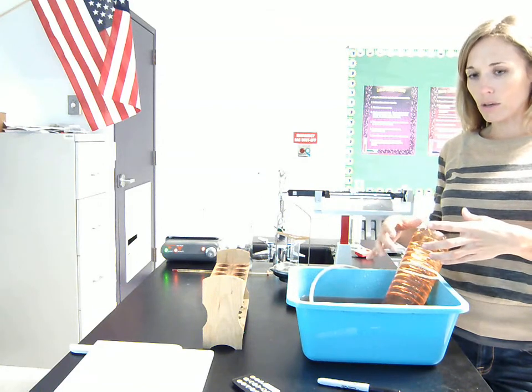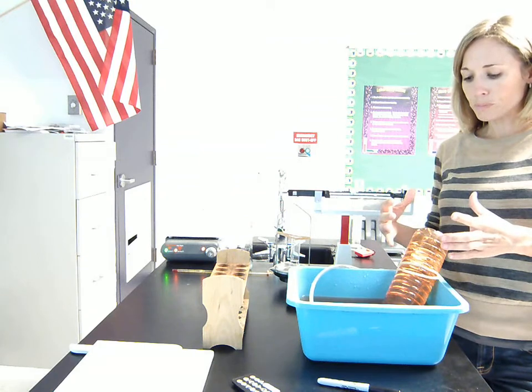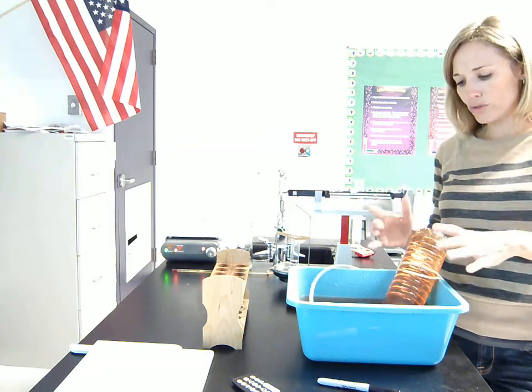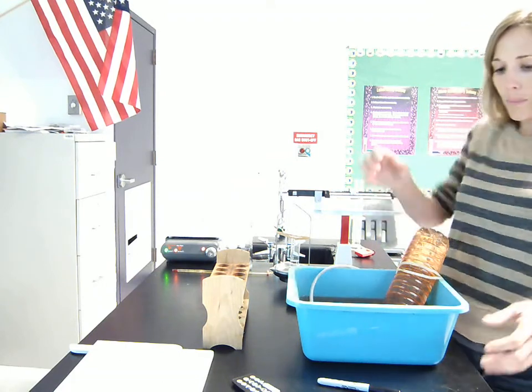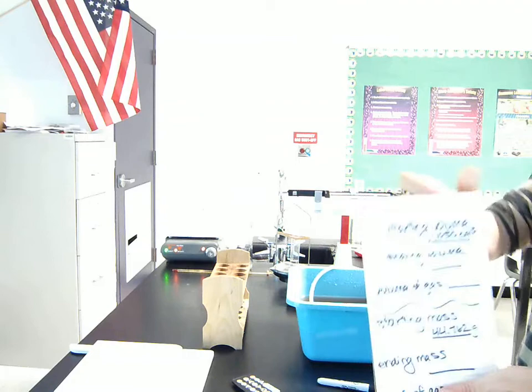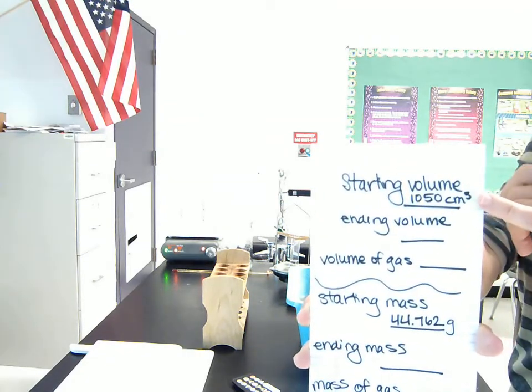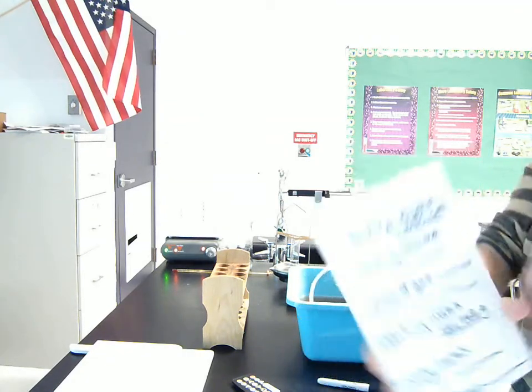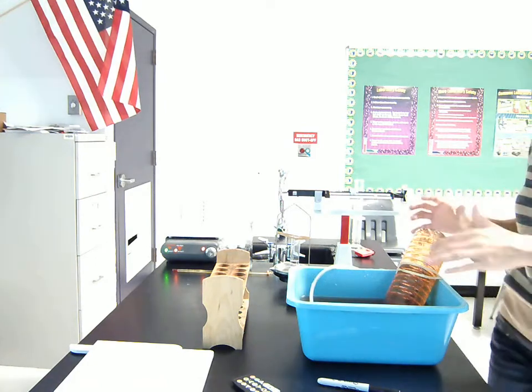So then the task becomes, how do I measure it? How do I measure its mass? How do I measure its volume? So the volume part's a little bit more straightforward. What we did originally was figure out how much water fits into this bottle. So the starting volume of our bottle, it can hold 1,050 cubic centimeters of water. So that's how much water is in there at this moment.